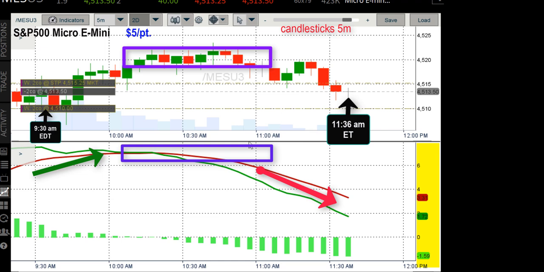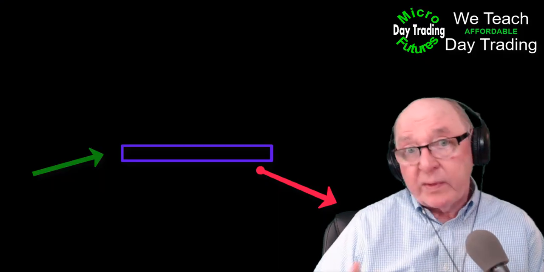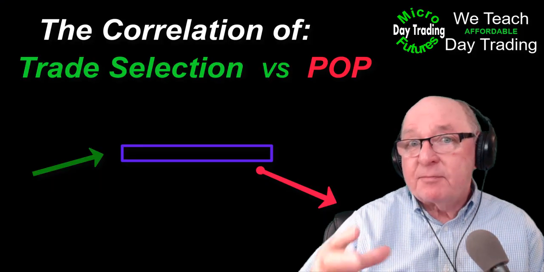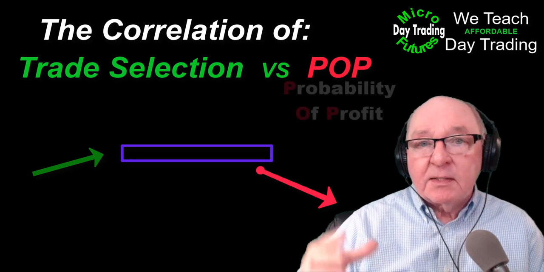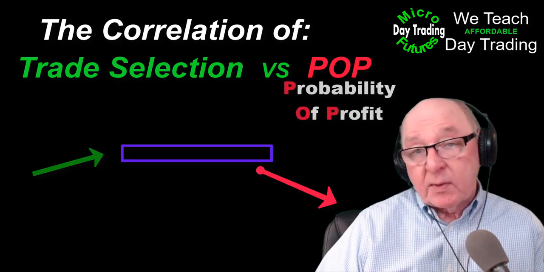So in terms of trade selection, what you've just seen is a great way to integrate the MACD and the candlesticks to try to portend what may be most likely to happen next. There are never any guarantees. Now, it's a very important thing when you realize that the probability of profit of your trade has everything to do with your trade selection.